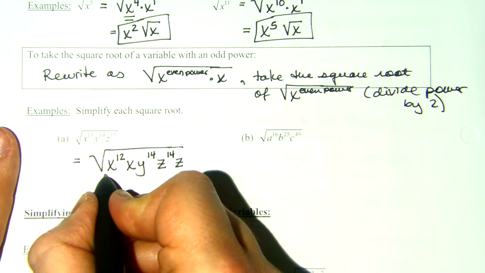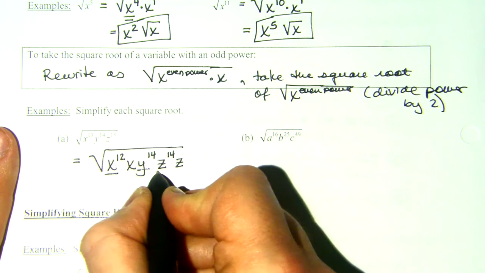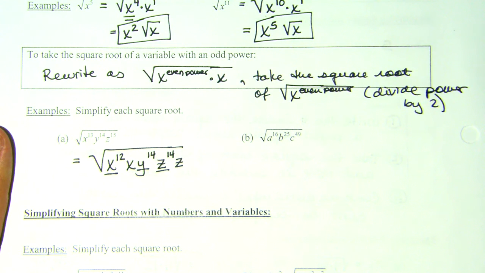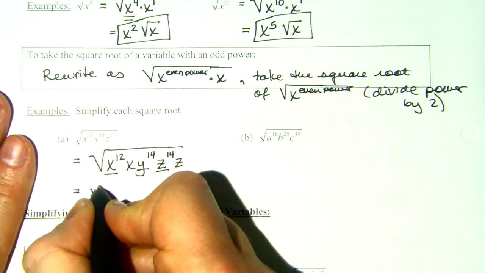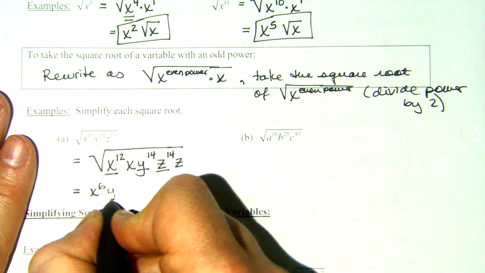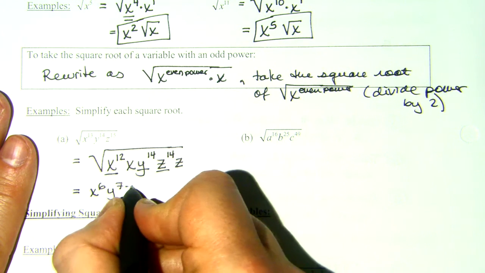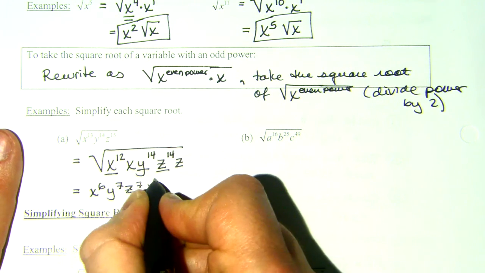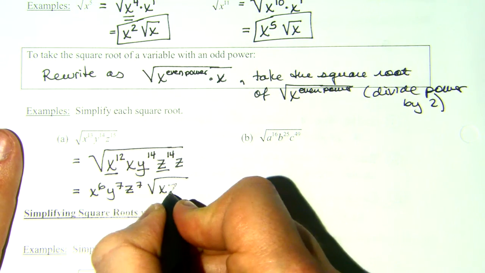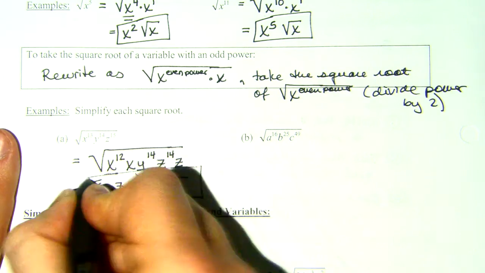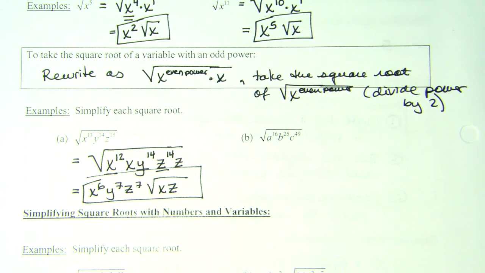I can now take the square root of x to the 12th, y to the 14th, and z to the 14th. To take the square roots of those variables with even powers, I'll divide my power by 2, and I'm going to get x to the 6th, y to the 7th, z to the 7th, and inside the root, you're going to get an x and a z. See what you can do in letter B, and make sure you're showing your breaking down work.